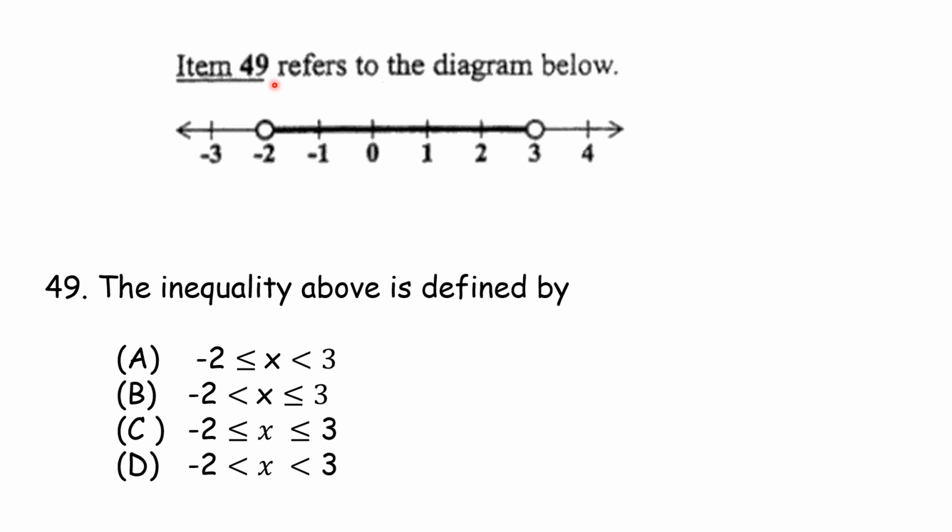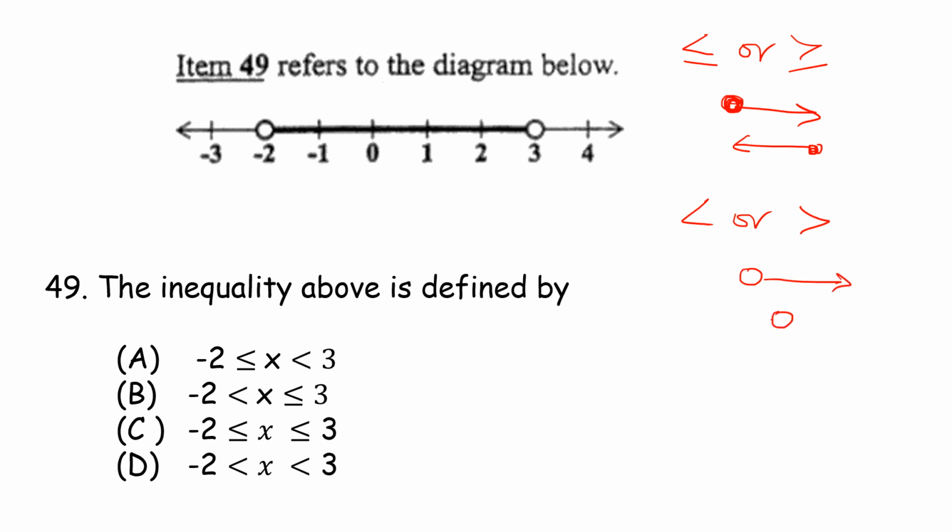Question 49 refers to the diagram below. So here we have our number line. The inequality above is defined by, so some rules that we have to remember: when you use less than or equal to, or more than or equal to, our circle is shaded in. When we use less than or more than, it is circular, no shading.